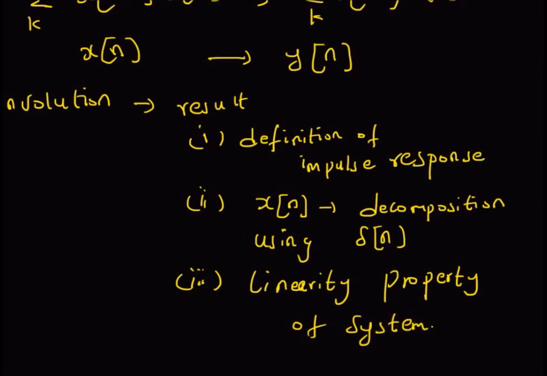Thus, the linear convolution sum y of n is basically a result of three things. The first one is the definition of impulse response itself, then decomposition of the input sequence in terms of the unit samples, and finally the linearity property of the system.